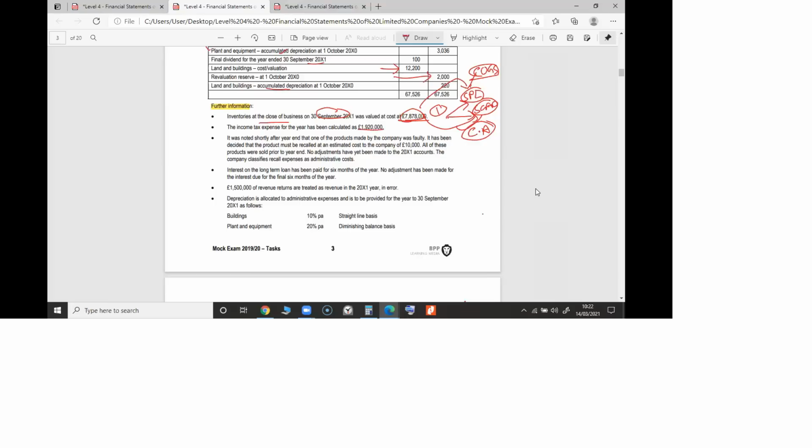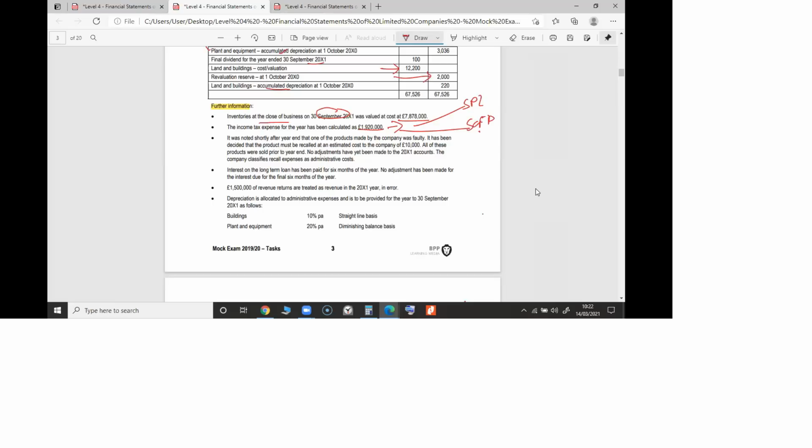Even if I talk about the second one. Okay, let's talk about all the adjustments first, all the adjustments quickly, then we can work out later on. Number 2, it goes twice as well. Once into the SPL, once into the SOFP.